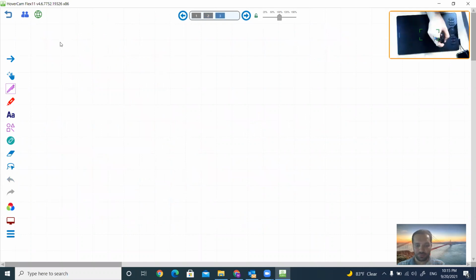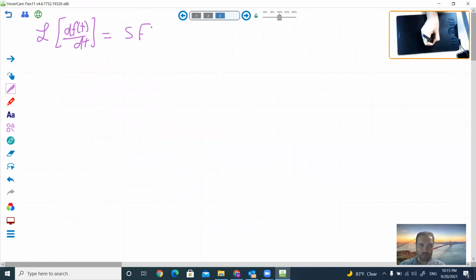So now we are asked to get the Laplace transform of df of t by dt. So this is the derivative of f of t. We know that the Laplace of f of t is equal to f capital of s. Now we are asked to get d by dt f of t. So it will be equal directly s times f of s minus f small of 0.